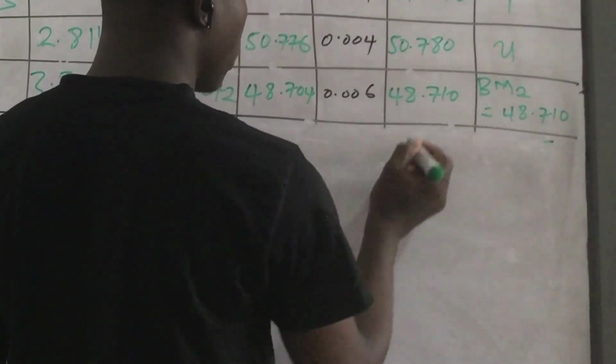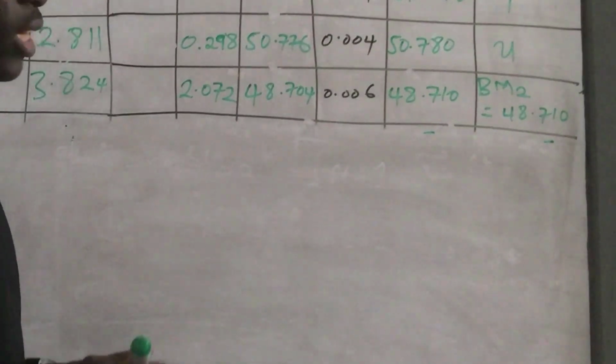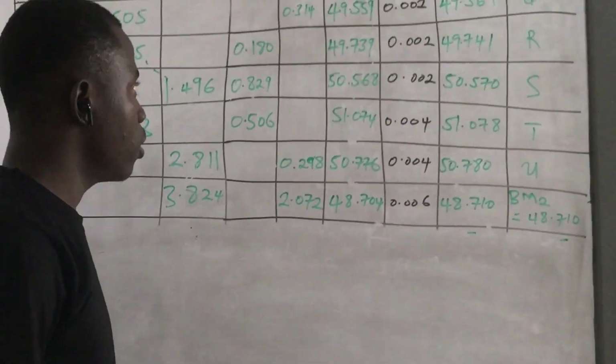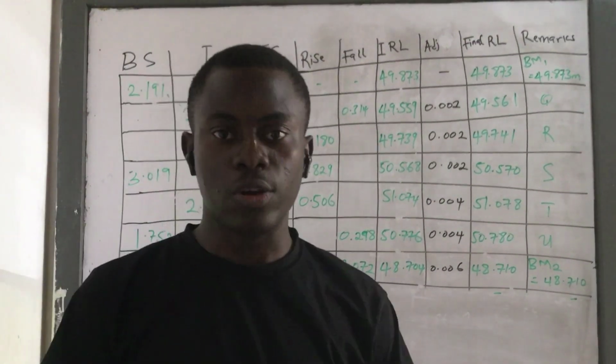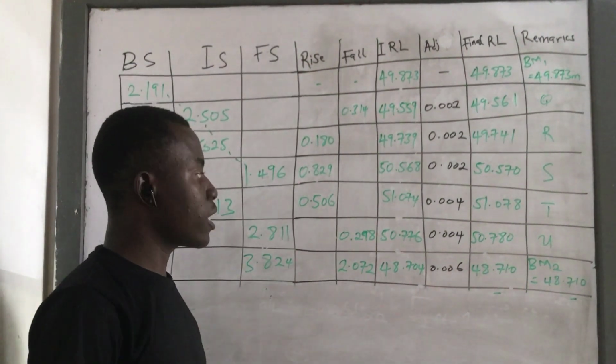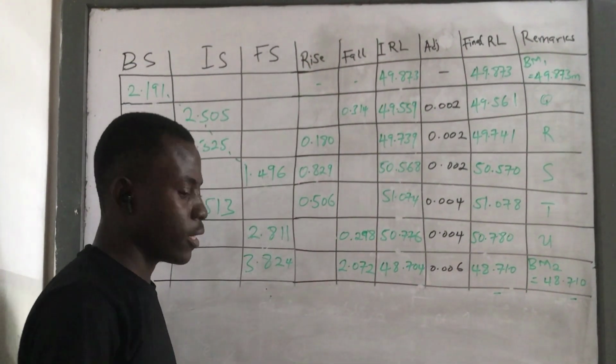Alright, so you can see that this one and this one are finally correlating, right? So your table is complete. Basically, that's how you reduce levels using the rise and fall method.